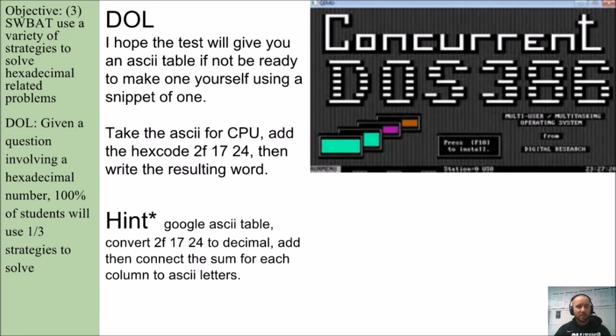Here's one such example. It says take the ASCII for the word CPU, add the hex code 2F1724, and then write the resulting word. So since I saw this on Albert, I thought I'd make it the DOL for today. I'm telling you a hint right here. You could Google ASCII table to convert 2F1724 to decimal quickly, and then add these numbers. Then connect the sum to each column that creates ASCII letters. And usually there's a nifty little pattern to that. And again, I saw this on the test, so you very much may need to practice adding hexadecimal numbers on the actual AP exam.